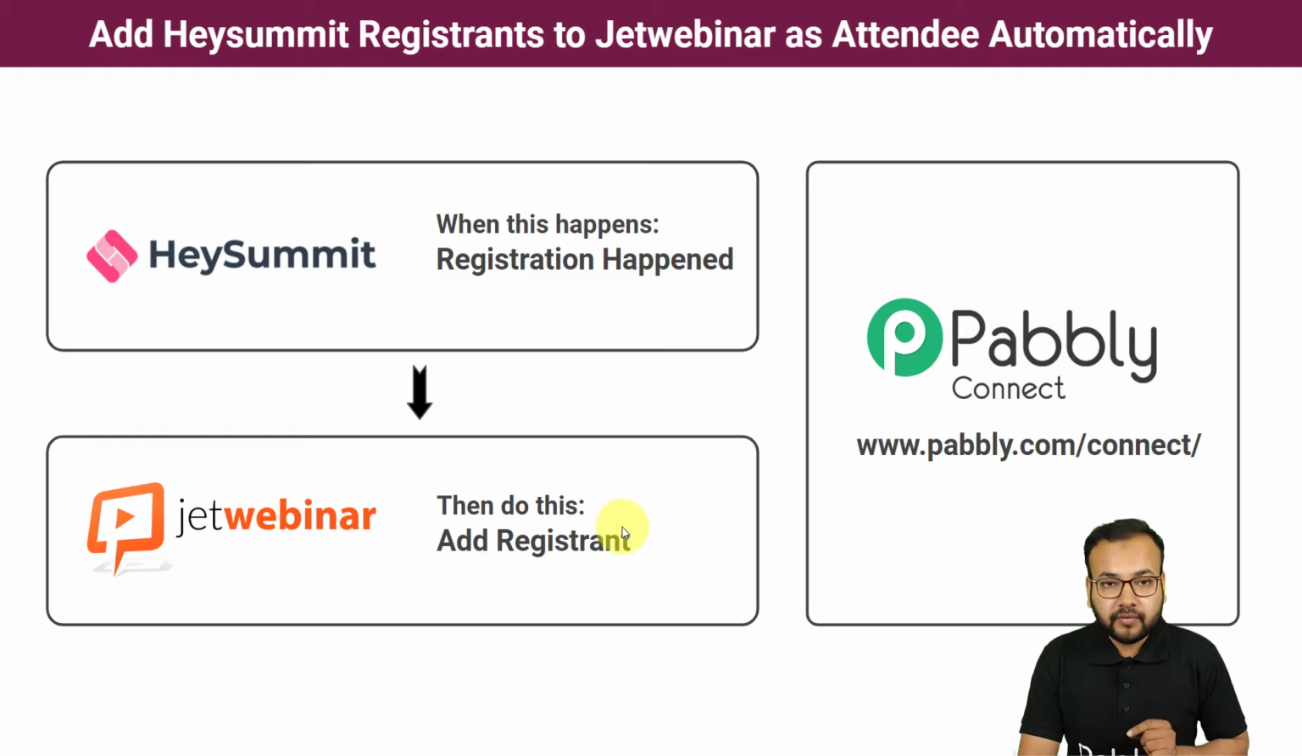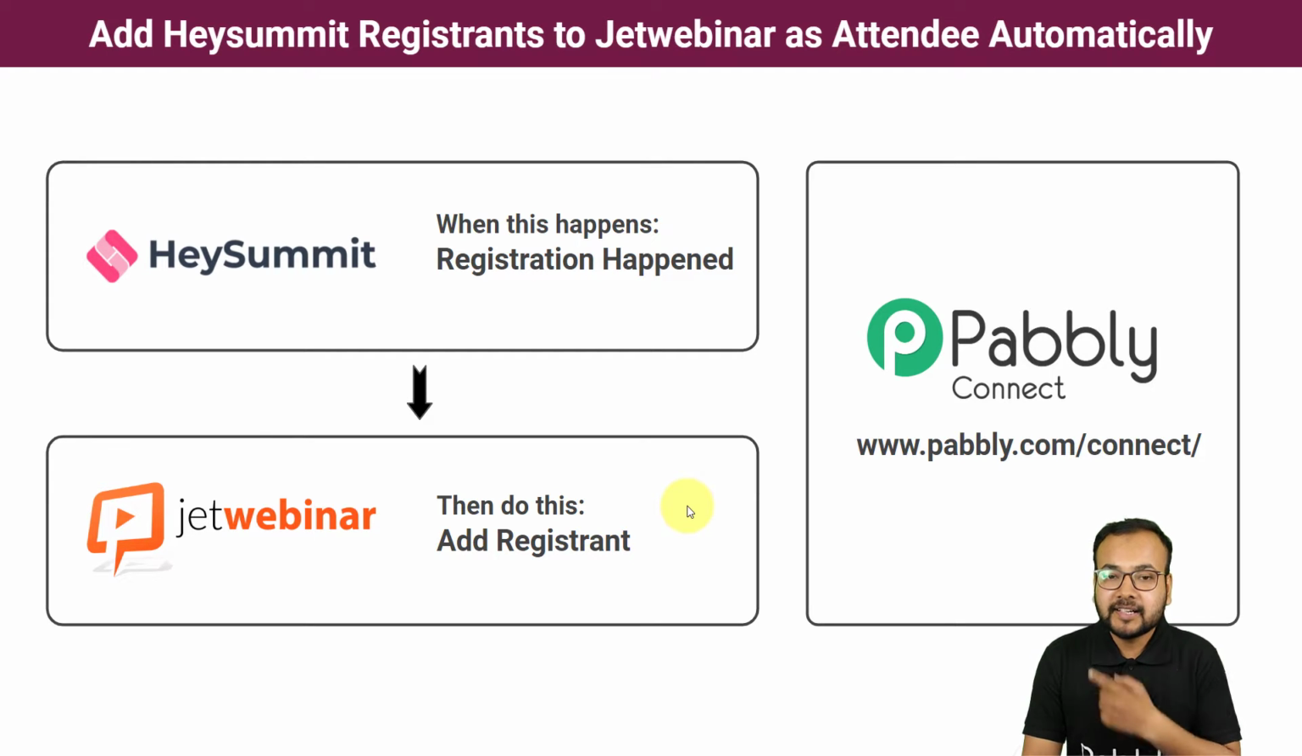So this will be the flow of this automation. Here we have created a landing page or the registration page with the help of Heysummit, and as and when a registration happens, the registrant who has done this registration is going to be added as a registrant in the Jetwebinar application automatically. Yes guys, and to make this happen we are using Pabbly Connect, which is an integration and automation tool, and the best part is you can set up this automation in very few easy steps without any coding skills or programming knowledge. So anyone can set up this automation very easily.